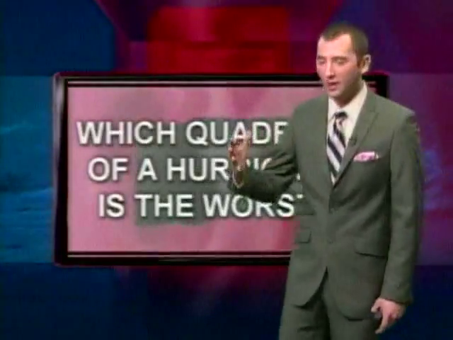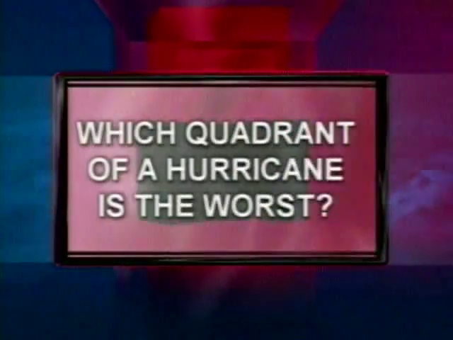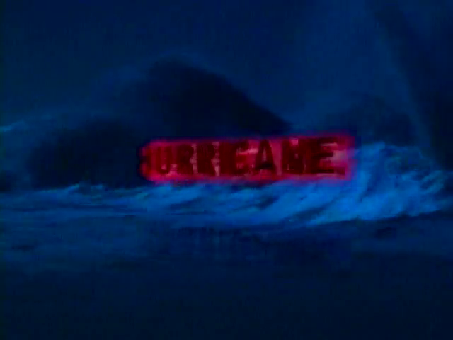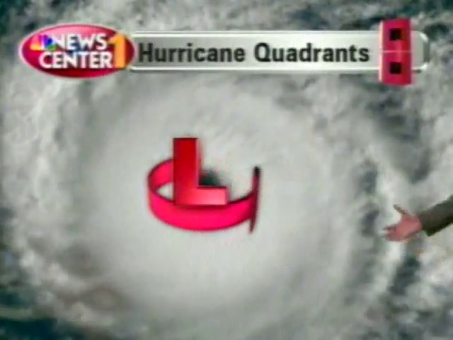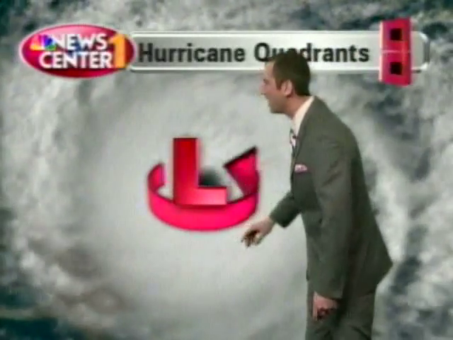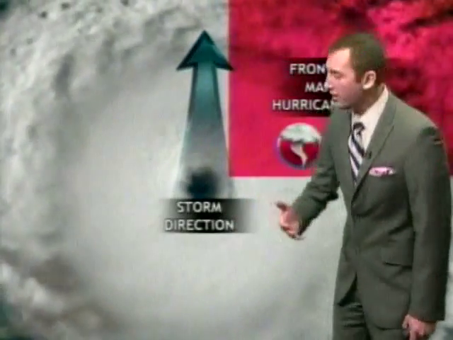So I get cool graphics every now and again, so let's talk about hurricanes. Which quadrant of a hurricane is the worst? Well, let's find out, shall we? Like I said, a hurricane is a very intense, deep center of low pressure. In the northern hemisphere, we have the counterclockwise rotation around it. And then the way we break it down is we look at the four quadrants of the hurricane.